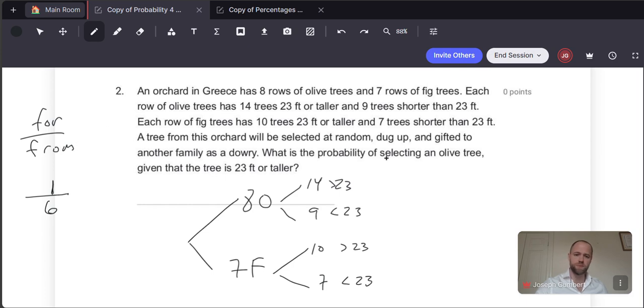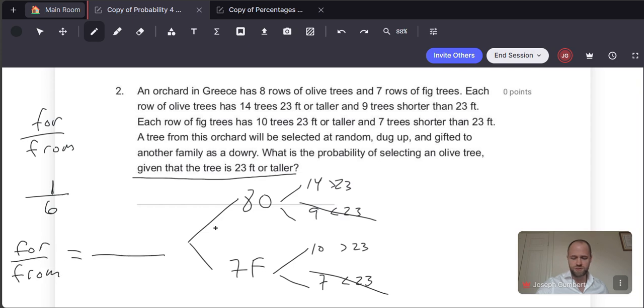Now for this one, it says, what is the probability of selecting an olive tree given that the tree is 23 feet or taller? This given that the tree is 23 feet or taller means that we can just not care about these less than 23 feet trees because they're not really a part of the probability at all. We know that what we're selecting from is a tree that's 23 feet or taller. And so my for over from in this case, my from is just going to be all the trees that are 23 feet or taller in this orchard. So that's going to be 7 times 10 for this one right here, and then 8 olive, so 8 times 14.